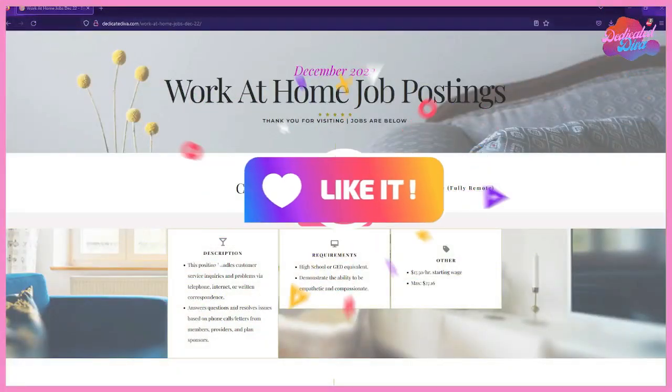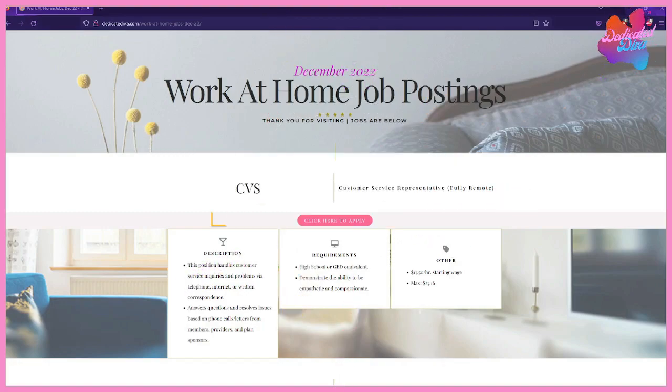CVS is currently hiring for customer service representative. This is a fully remote position. Now, some of the job description includes handling customer service inquiries and problems via telephone, internet, or written correspondence. Also, you answer questions and resolve issues based on phone calls, letters from members, providers, and plan sponsors.